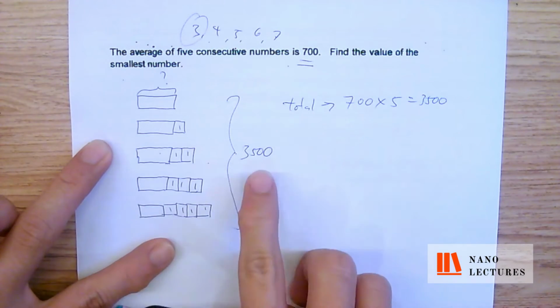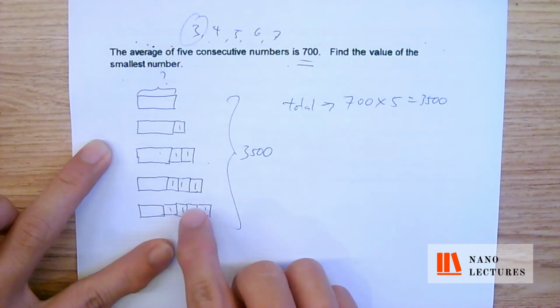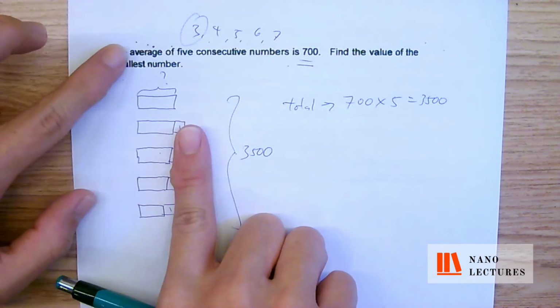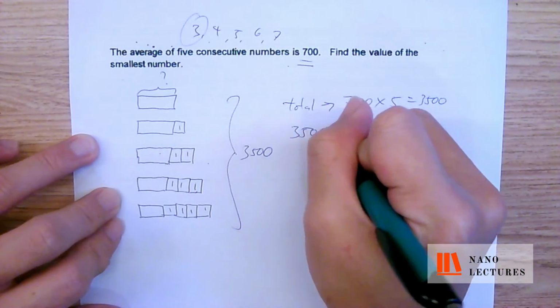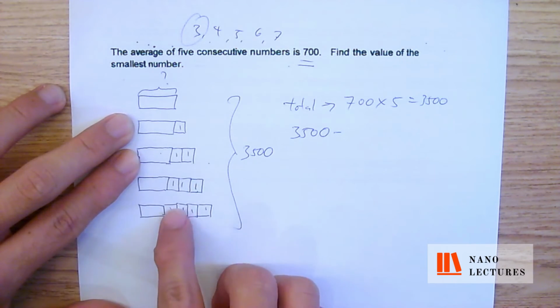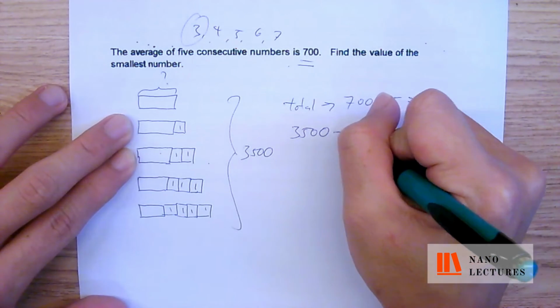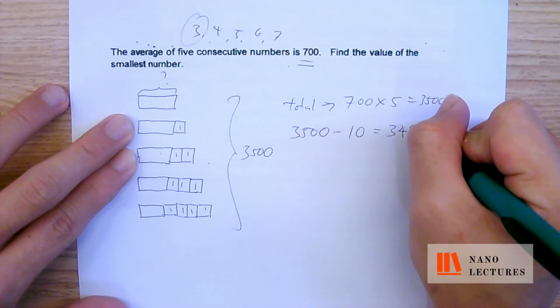So how do you do this? Take 3,500 minus all of these 1s. Minus all of this, then it becomes the same already, right? Then divide by 5. Okay? So take 3,500 minus, how many sets of 1 are there? 1, 2, 3, 4, 5, 6, 7, 8, 9, 10. So total is 10 sets of 1, which is just 10. Okay? And then this will give me 3,490.